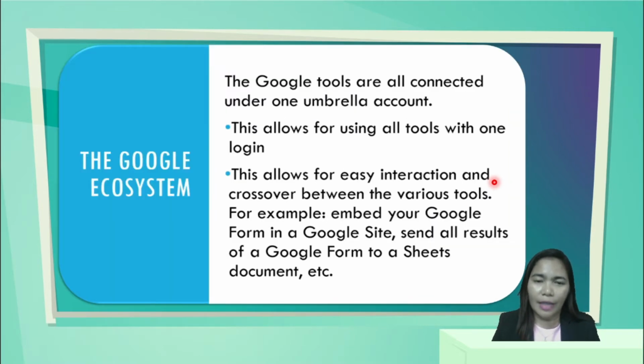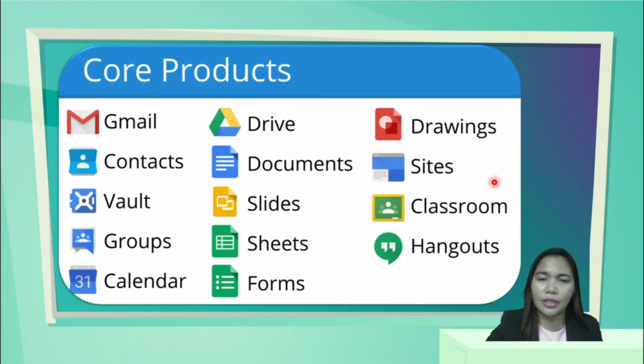The Google ecosystem. The Google tools are all connected under one umbrella account. This allows for using all tools with one login. This allows for easy interaction crossover between the various tools. For example, embed your Google Form in a Google Site, send all results of a Google Form to a Sheets, document, and etc. So what are the core products?